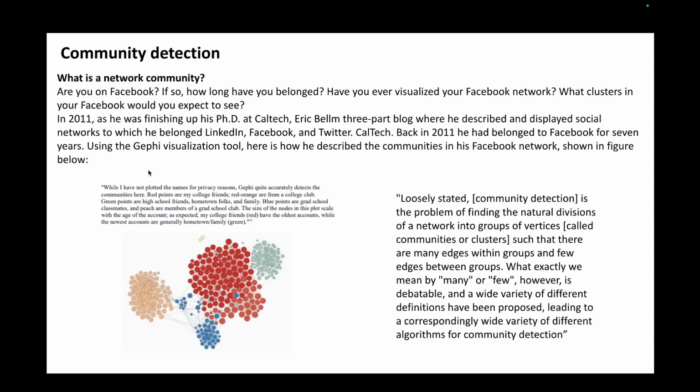Say, for example, he plotted his LinkedIn, Facebook, and Twitter accounts. You can see there is a clear distinction between these colored nodes. These are clearly distinct from the blue nodes, which are clearly distinct from the red, and clearly distinct from the green. But this distinction came in naturally, and it is surprising to see that all these red nodes belong to one set of his friends, these blue nodes belong to another set of friends, and these green nodes belong to another set of friends.